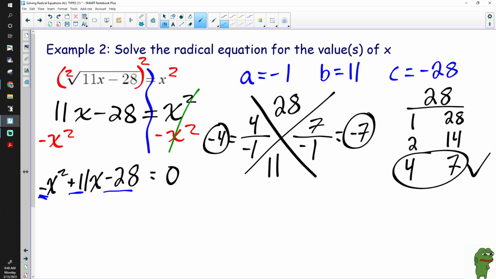Do not forget, these are... What? Where's the 28?